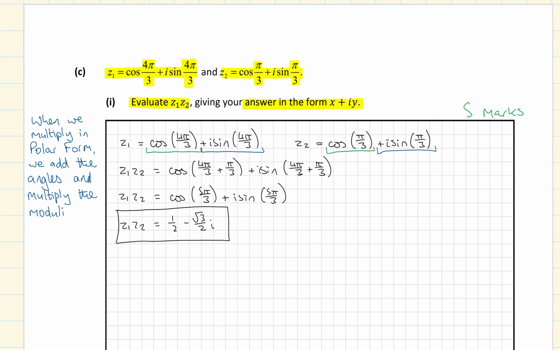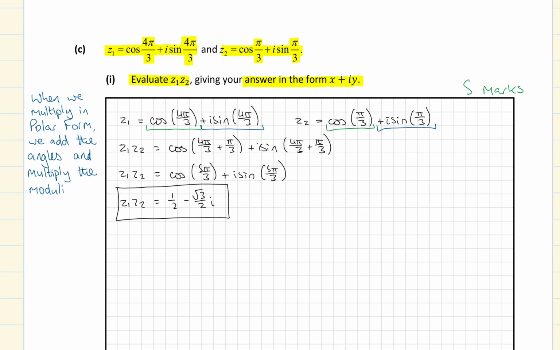So again, pretty straightforward, 5 marks. You just needed to remember that when we're in polar form and we're asked to multiply, we multiply the moduli, but we add the angles. And if we were asked to divide them, we would divide the moduli and subtract the angles. Okay, that's part C done.